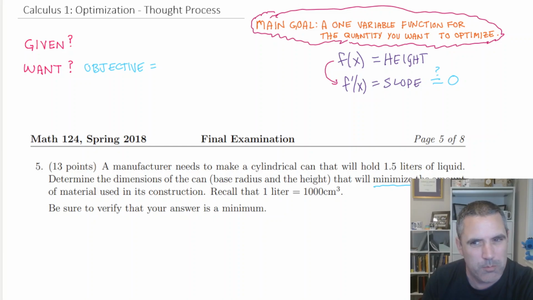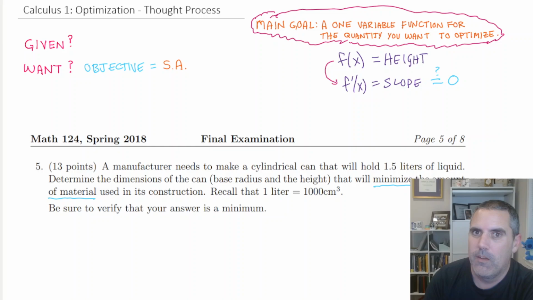Now, there are details we'll have to fill in, but we're minimizing the amount of material. That is our objective. And it's talking about some cylindrical can, so that is talking about surface area when I read that. So our objective is surface area. I'll just abbreviate it, SA for now. And now you know how the entire problem is going to go.